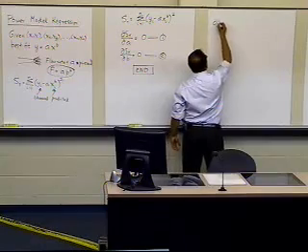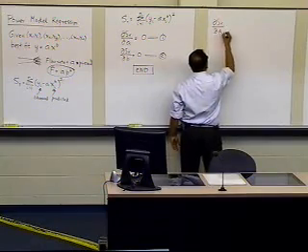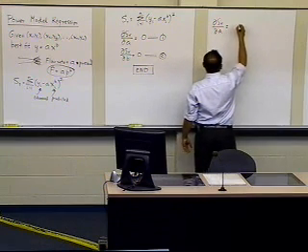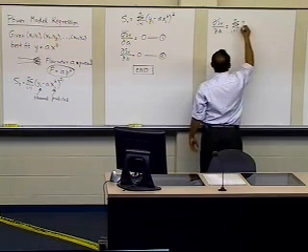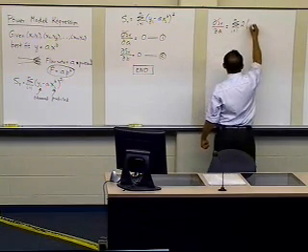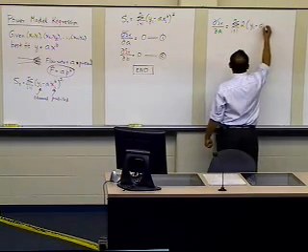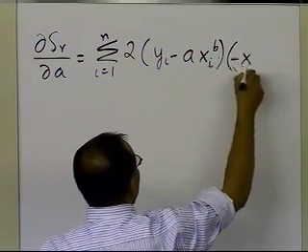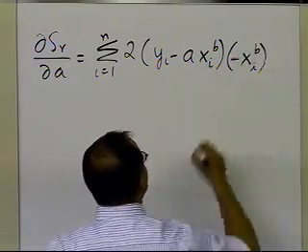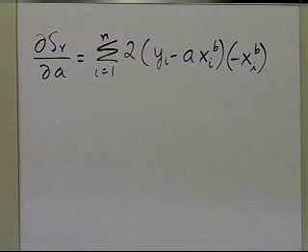So we get del SR by del a is equal to the summation, i equal to 1 to n. When we take the derivative with respect to a, you get y sub i minus a xi raised to power b, times minus xi raised to power b. That's what you're going to get when you take the derivative with respect to a.